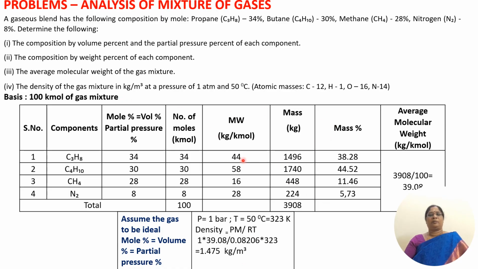Next, let us write down the molecular weight to calculate the mass. For the first one, the molecular weight is 44. For the next one, butane, it's 58. For methane, it's 16. And for nitrogen, it's 28.